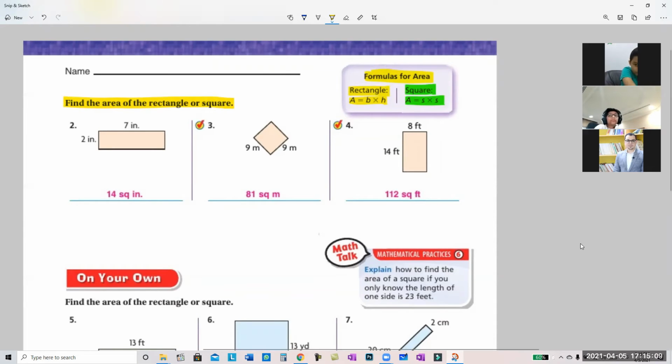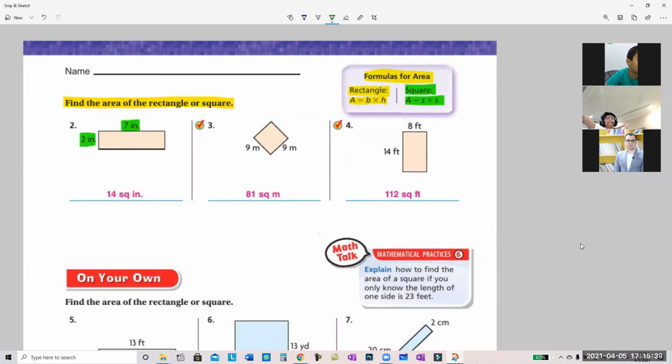So first of all, Fahd al-Mulhim, can you help? Hi Fahd, how are you, my dear? Okay, if I ask you, we have here a square or rectangle here? Number 2. Rectangle, because we have 7 inches and 2 inches here.